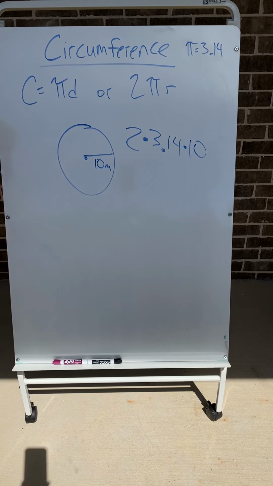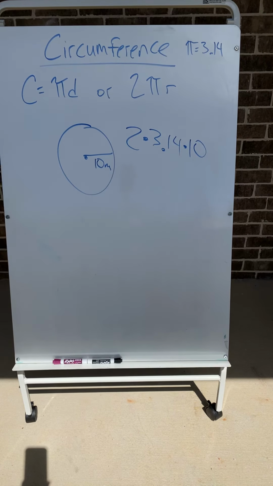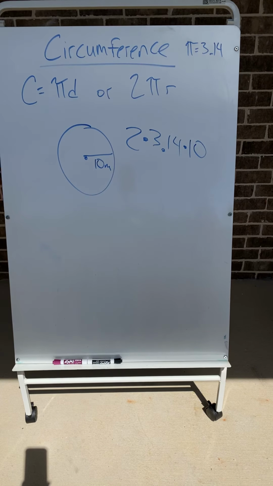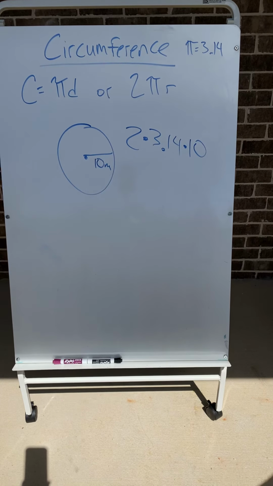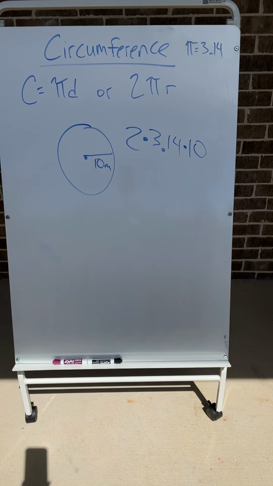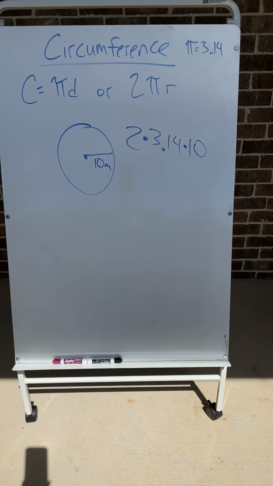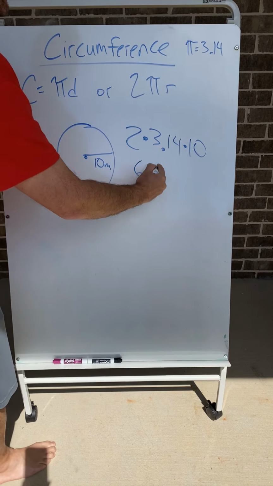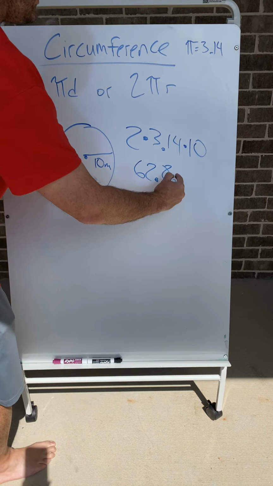So you can use your calculator to do that. That's what I'm doing. I'm using a calculator too. So I'm going to say 2 times 3.14 and then say times 10 and you get 62.8. So we'll say 62.8 and this is just going to be meters.